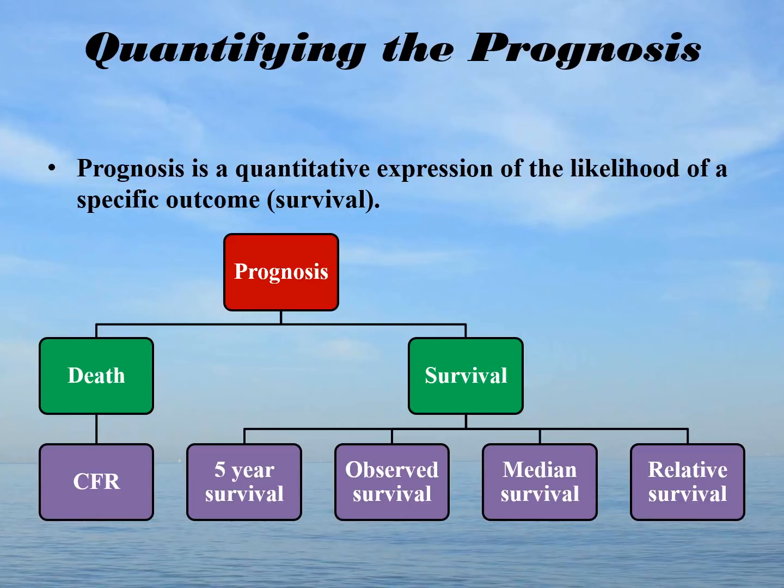Quantifying the prognosis is a quantitative expression of the likelihood of a specific outcome or survival. So, prognosis, death, survival. CFR is case fatality rate, and survival would be the percentage of surviving after you get a certain disease. For example, coronavirus has a case fatality rate of around 3 to 4%.